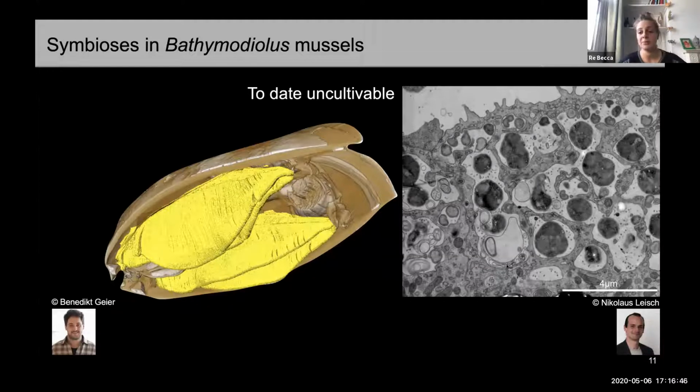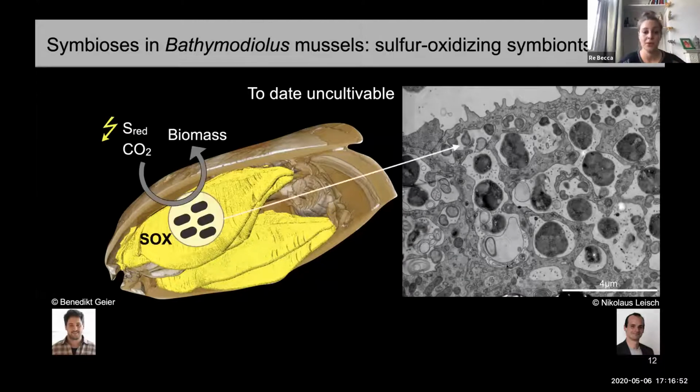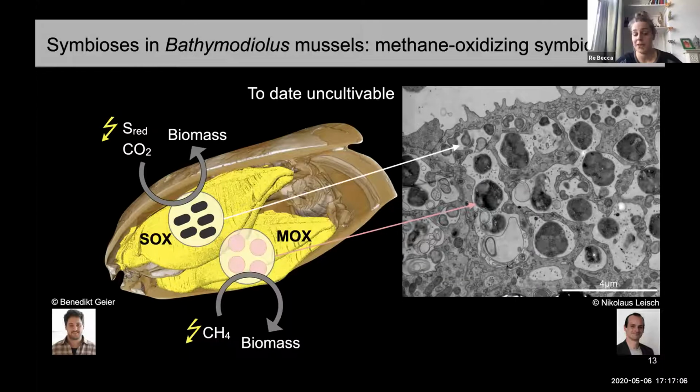Typically, the bathymodiolus mussels have only two types of symbionts that they're primarily associated with. One is a sulfur oxidizing symbiont, or SOX symbiont, that uses reduced sulfur compounds at the hydrothermal vent in order to fix inorganic CO2 and makes biomass out of it. And a second phylotype, a methane oxidizing symbiont that uses methane instead to produce biomass.